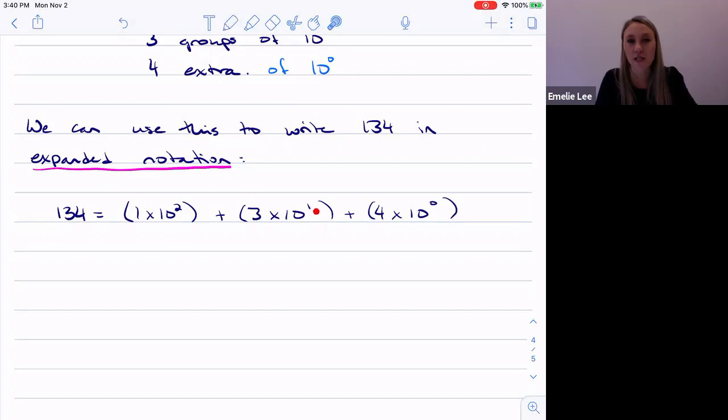Usually we don't write the 10 to the power of 1, we just write 10. But totally correct if you do 10 to the power of 1. And then 10 to the power of 0, we just kind of go away because anything to the power of 0 is just 1, right? So 4 times 1, you can just write 4. But I wanted you to see what it looks like in expanded notation. You don't need these brackets, but it sure helps, right? So if you're writing these out, it really helps to block off, here's my 100, here's my 30, and here's my 4.